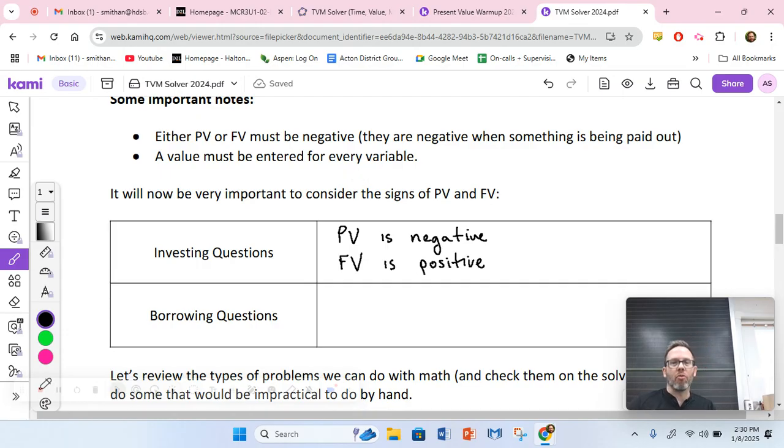And then when you're doing borrowing questions, it's the reverse. When you're borrowing money, initially you actually just get that money. You borrow it, you get that money, your bank account goes up. PV is positive, and it's the FV that's negative.